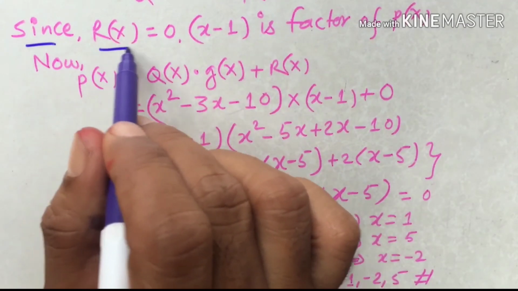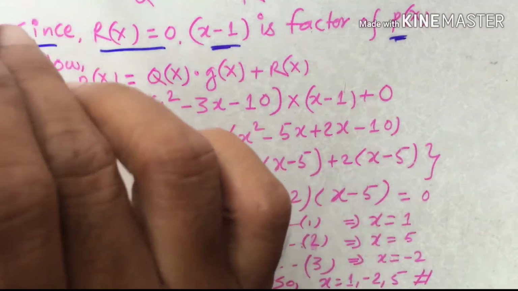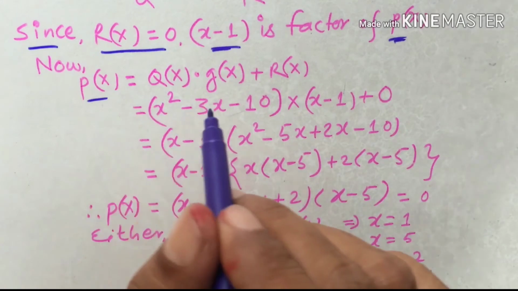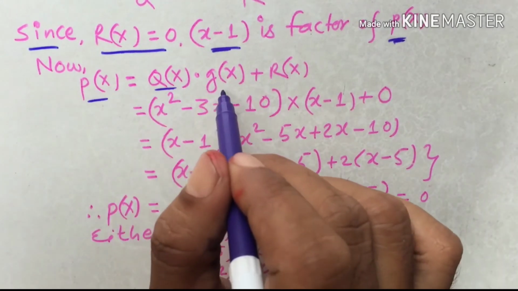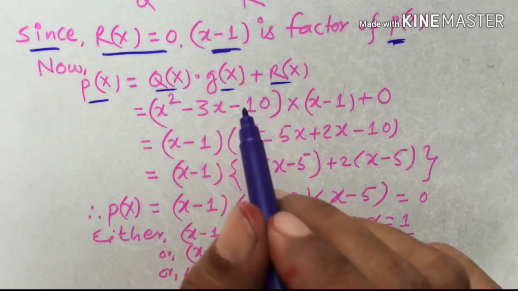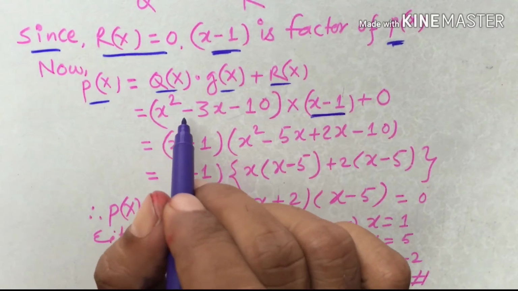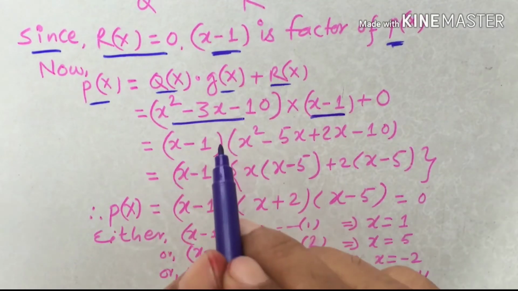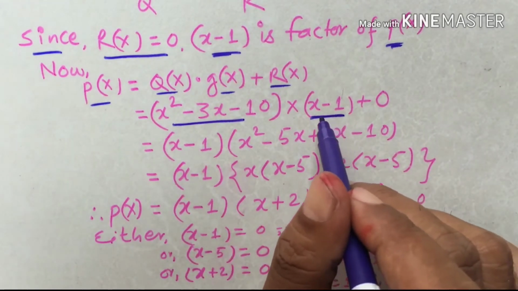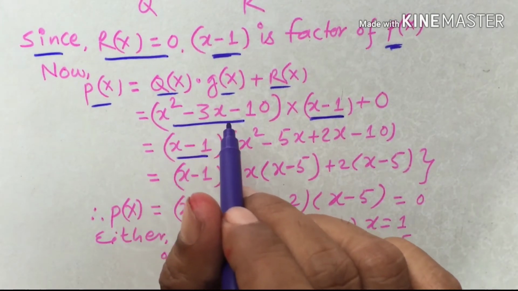Since the remainder is 0, so x minus 1 is a factor of p(x). So x minus 1 is a factor of p(x). Now you can see that p(x) is equal to q(x), which is the quotient, g(x) is the divisor, r(x) is the remainder. And here you can see g(x) is the divisor and x square minus 3x minus 10 is the quotient. So x minus 1 is written same as it is, and now we should factorize x square minus 3x minus 10.